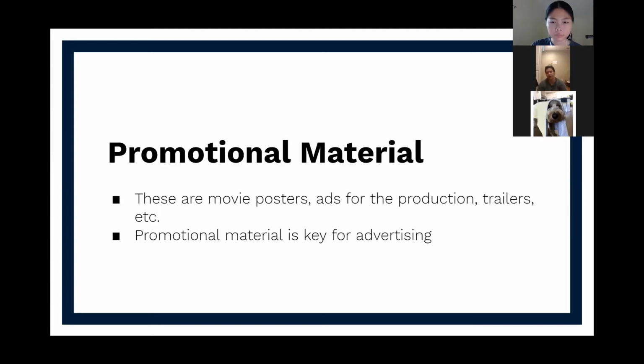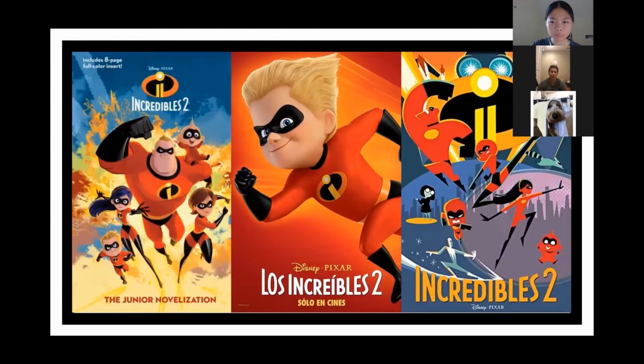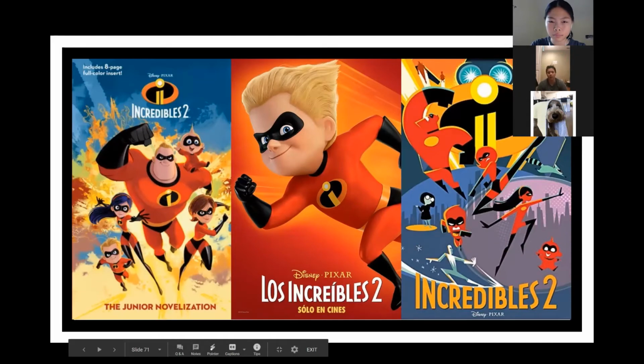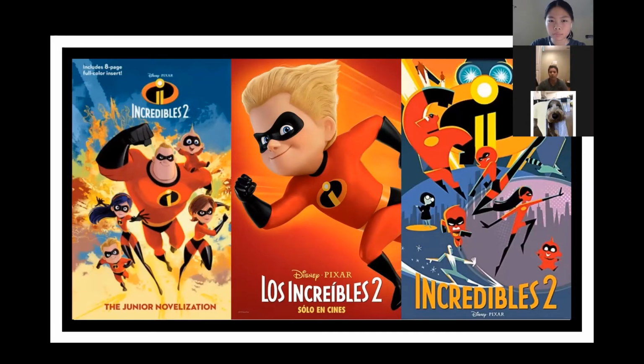Next slide. All right, so here are some movie posters for The Incredibles 2. This can be categorized as promotional material for a movie because it's depicting characters, the name, as well as probably the release date somewhere near the bottom and the company that made them. All right, next slide.